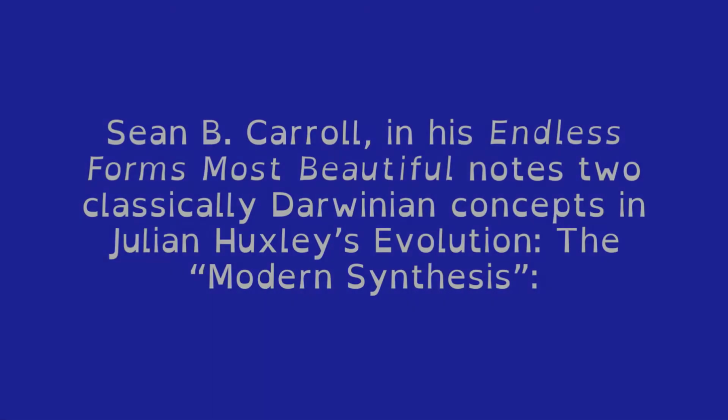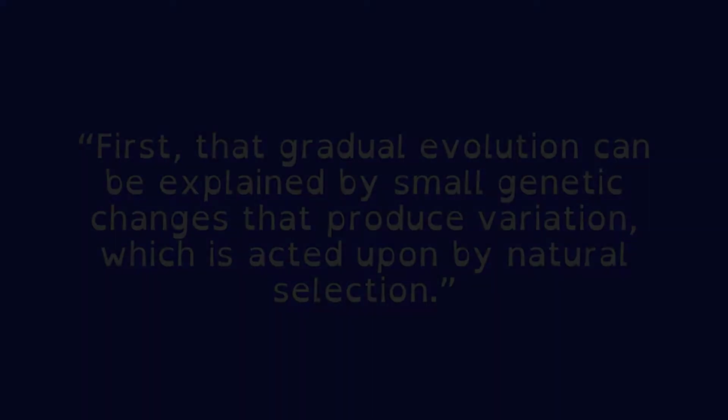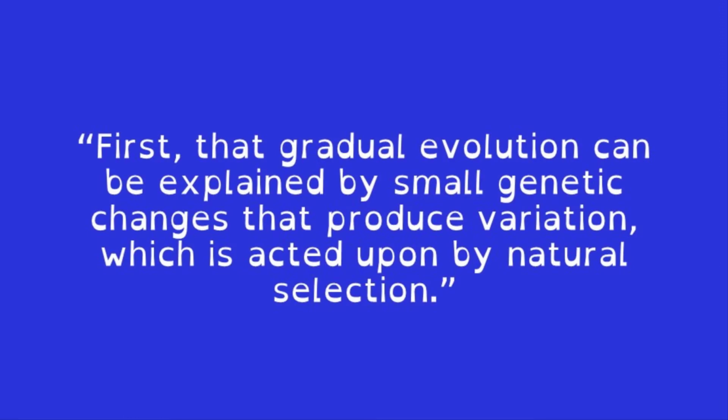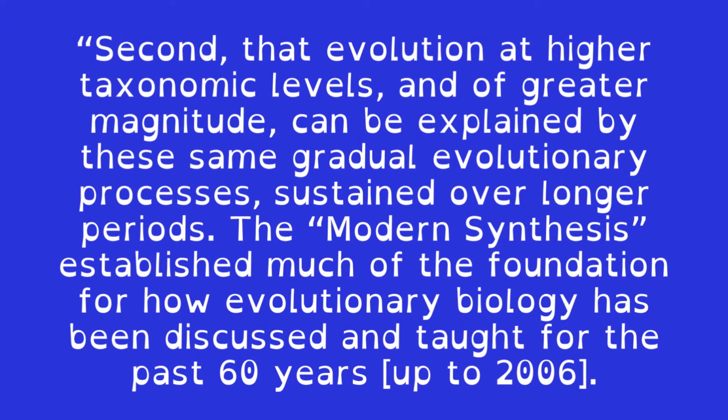Sean B. Carroll, in his Endless Forms Most Beautiful, notes two classically Darwinian concepts in Julian Huxley's Evolution, the Modern Synthesis. First, that gradual evolution can be explained by small genetic changes that produce variation, which is acted upon by natural selection. Second, that evolution at higher taxonomic levels and of greater magnitude can be explained by these same gradual evolutionary processes, sustained over longer periods.